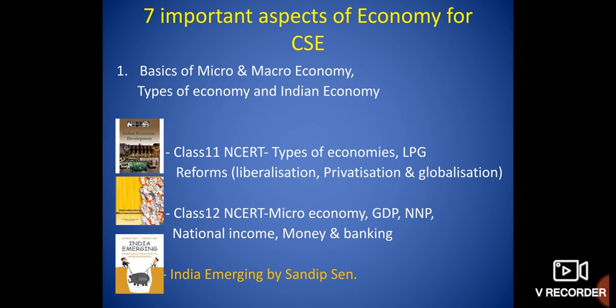So, in this first aspect, I will explain the liberalization, privatization, and globalization aspects, the reforms which were adopted after 1991, and the difference between the socialistic pattern of economy and the liberalized pattern of economy. And I will explain the key terms like GDP, NNP, national income, and important terms in banking and finance.